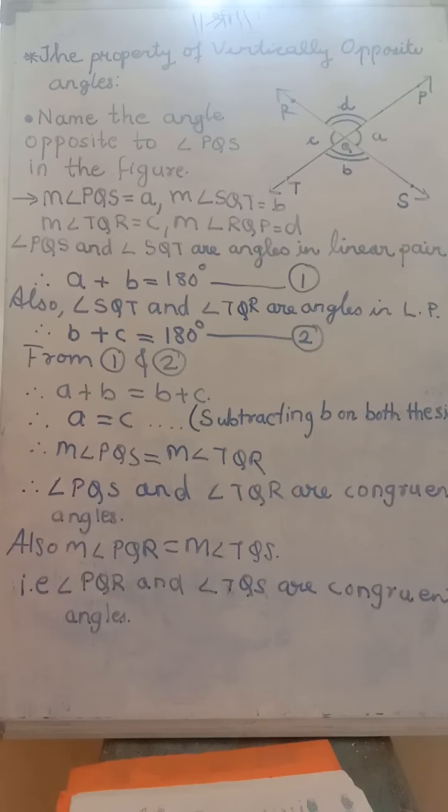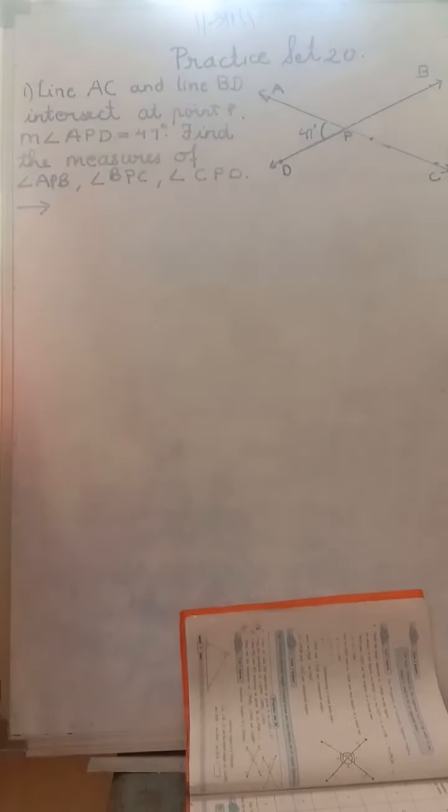So now what you will do, after writing those notes, you have to write these notes of the property of vertically opposite angles. You can also take the help of page number 30 in your textbook, and after writing this property, children, a blue box is there. Yes, above practice set 20. That blue box also you will write after writing this property of vertically opposite angles. We will begin with practice set 20.